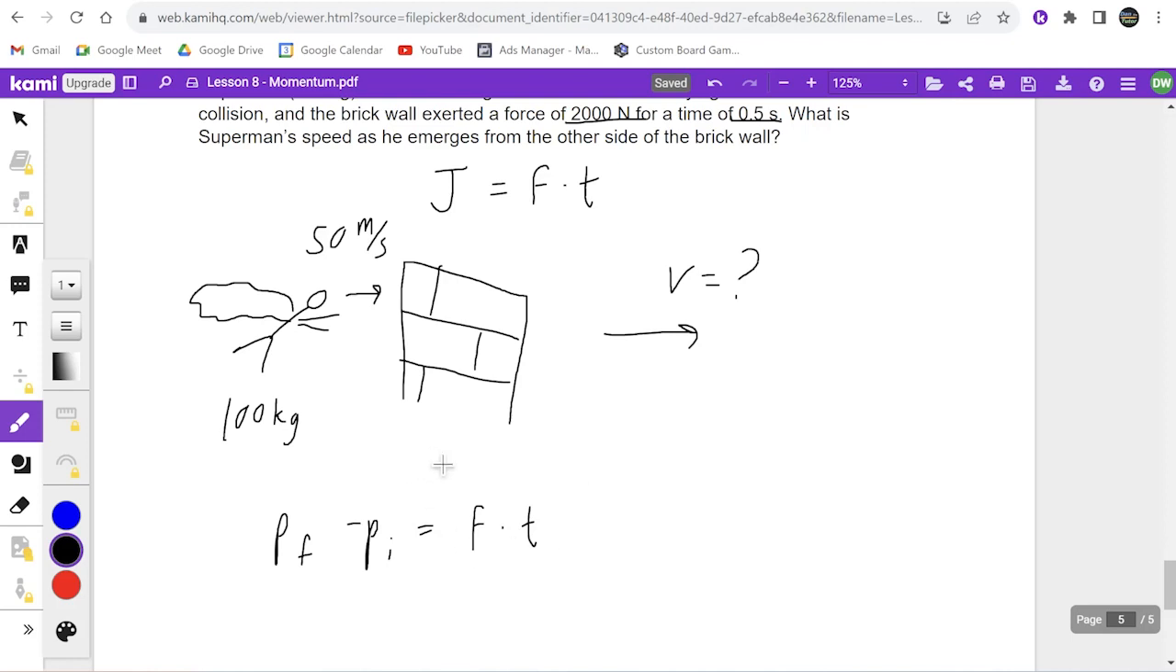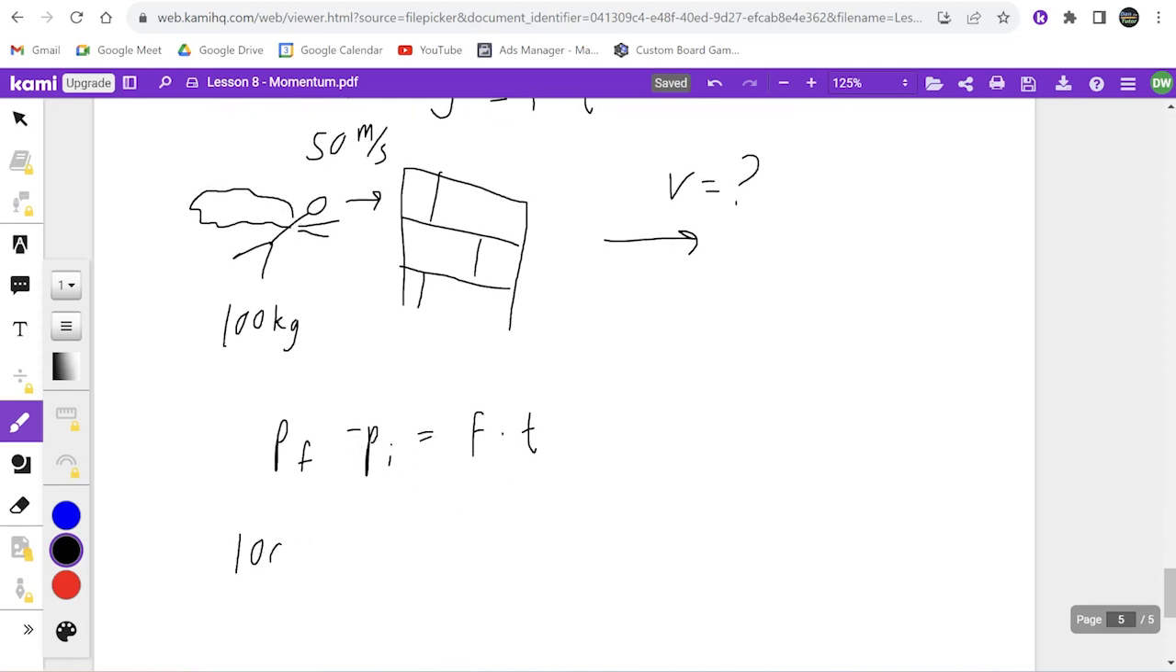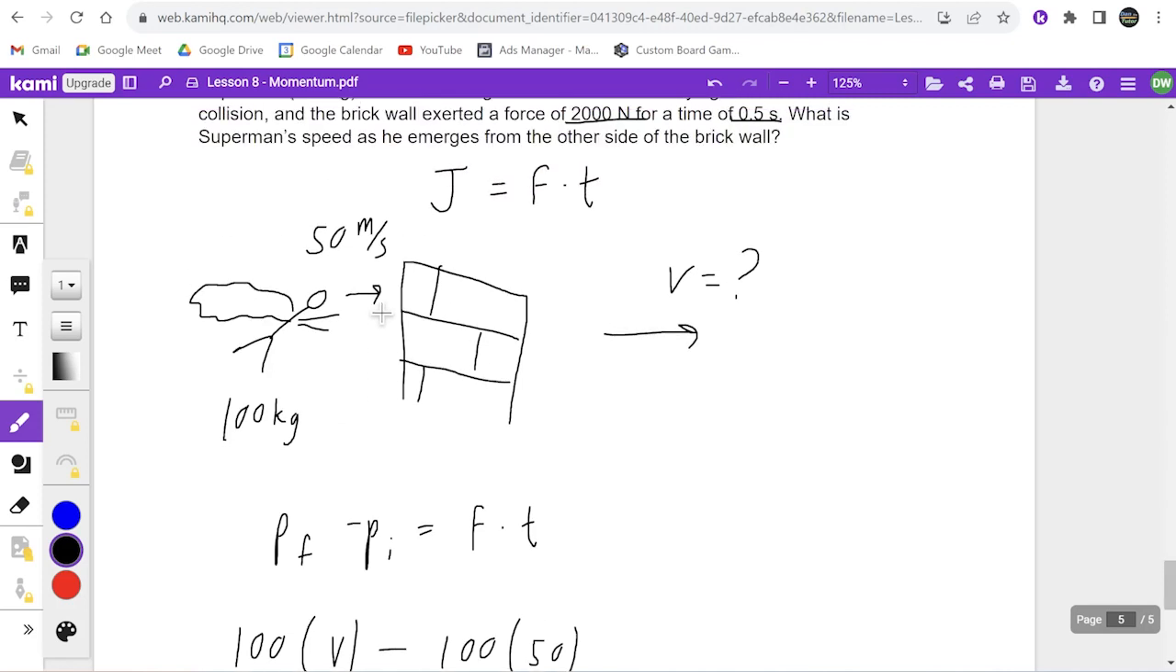So P final, that's mass times velocity final. I can say 100 times V, which is what I'm solving for, minus the initial momentum, mass 100 times velocity 50, positive or negative 50? Superman's flying to the right, so positive, sorry. Now, technically, could you have drawn this picture to the left? Yes, you could have drawn it to the left. Does that change the final answer? I promise you it's not going to. Because we're solving for speed, the final answer doesn't matter, positive or negative.